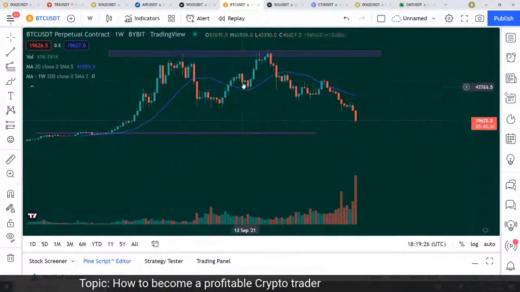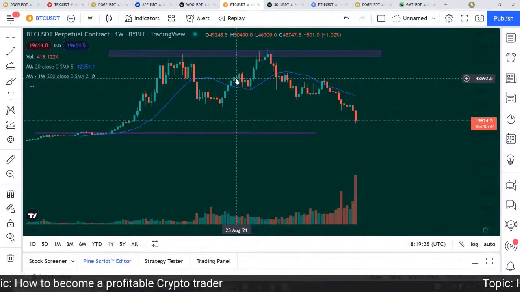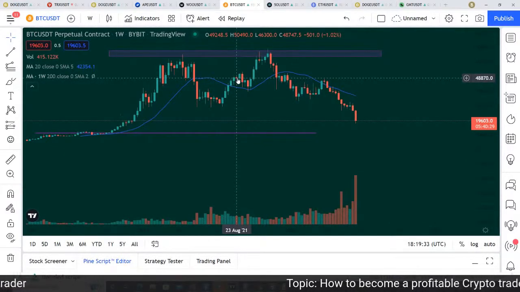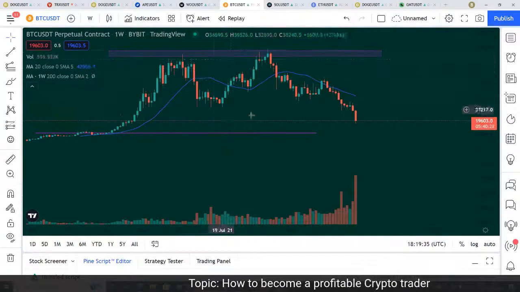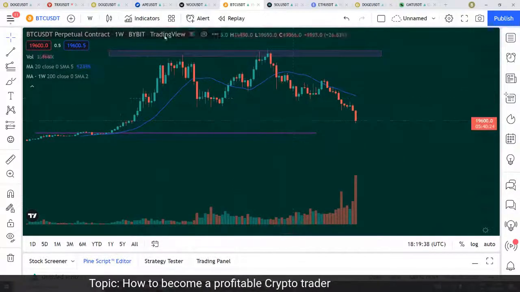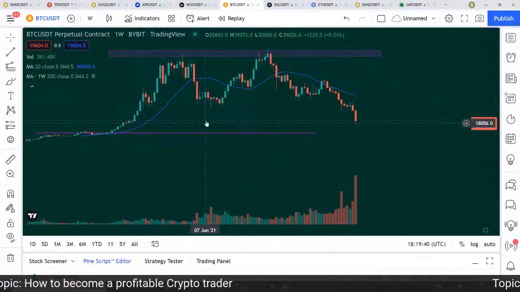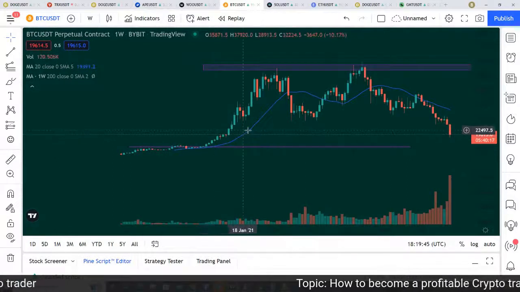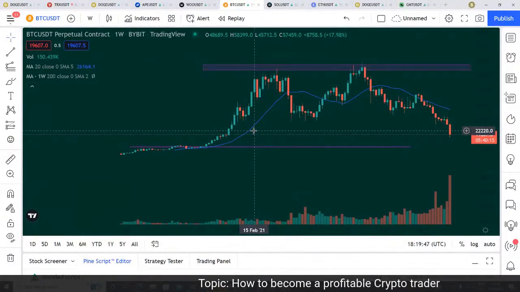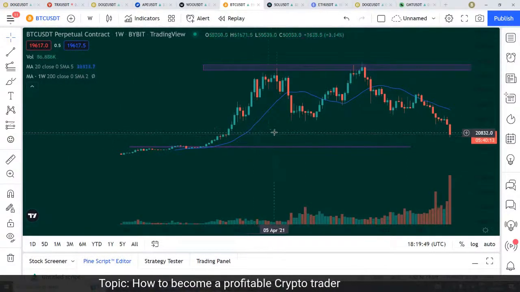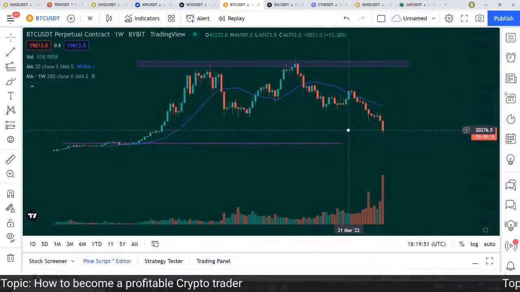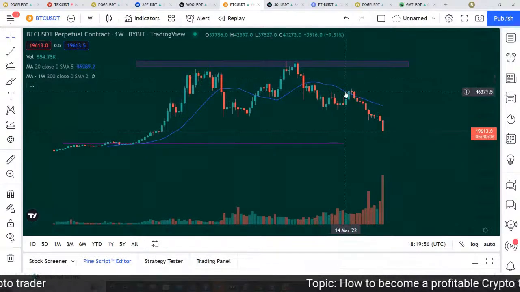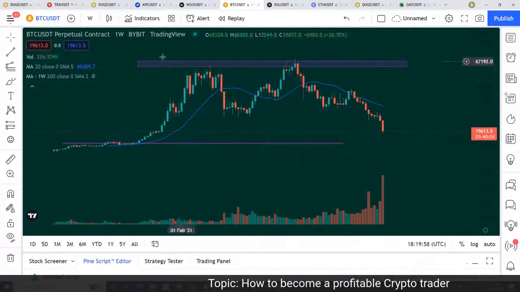Having knowledge about technical analysis will help you be profitable in your crypto journey. Without knowing the meaning of all these things here, and how to use them to determine the future price of an asset, there is no way you are going to be profitable trading crypto.